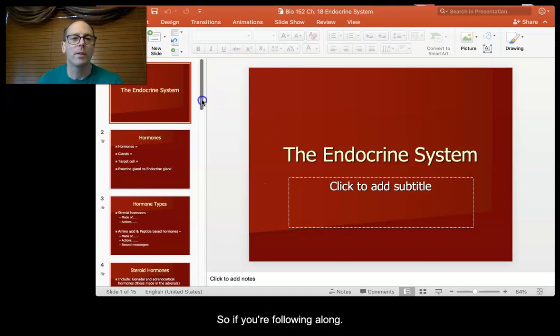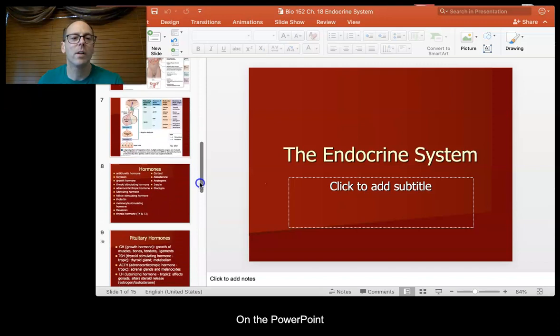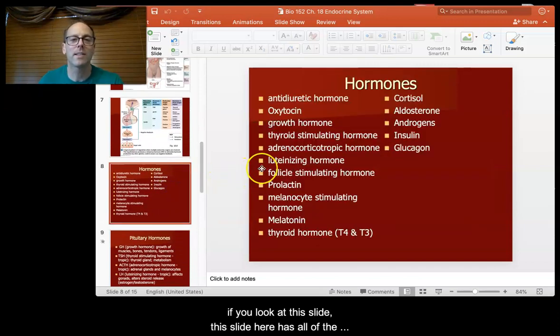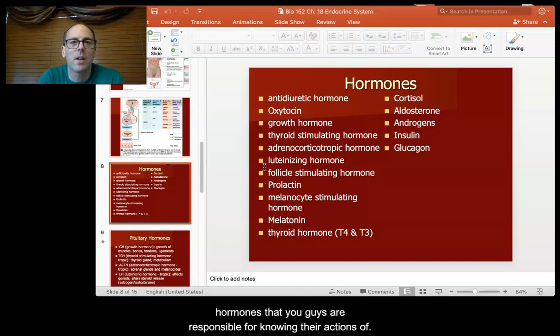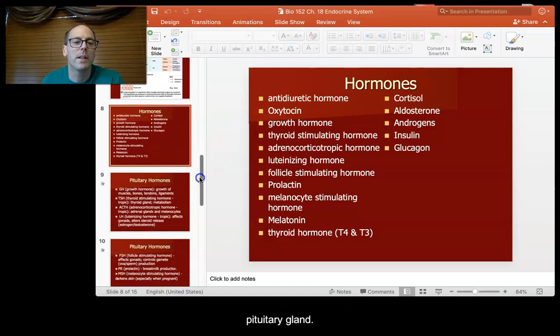So if you're following along on the PowerPoint, you can look at this slide. So this slide here has all of the hormones that you guys are responsible for knowing their actions of. I'm not going to read through them all. We're actually going to talk about them. But I did want to point out that a bunch of them come from the pituitary gland. So those are going to be pretty straightforward. In fact, I want to start with those first. So we're going to talk about the ones that come from the pituitary gland.